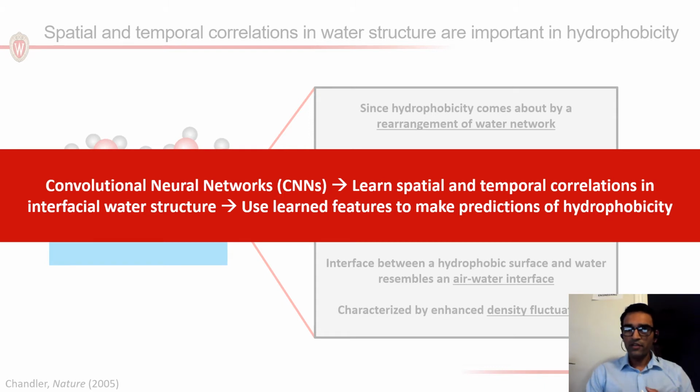And to do this, a very good machine learning model is convolutional neural networks. So the whole idea that we want to work with is that you use convolutional neural networks to learn spatial and temporal correlations in interfacial water structure, and then you use those learned features to make predictions of how hydrophobic the surface is.